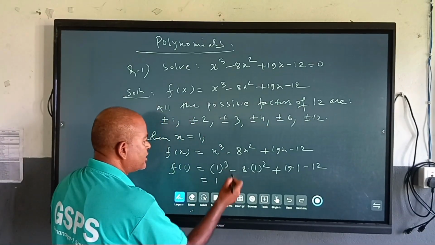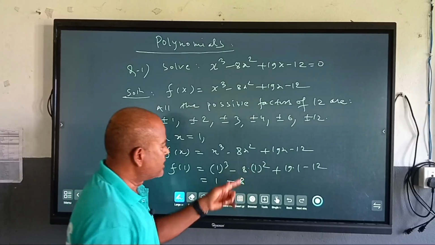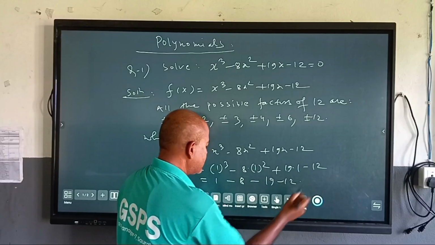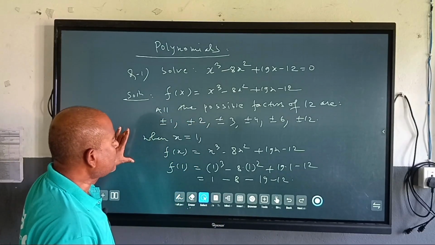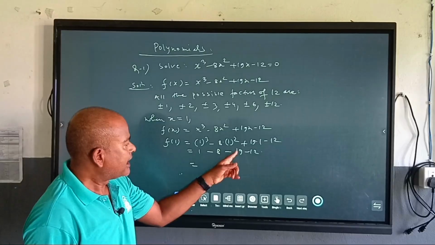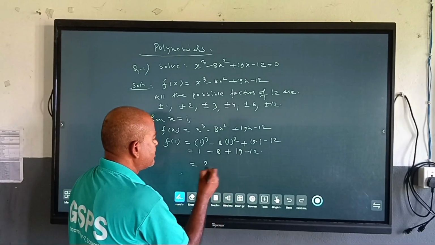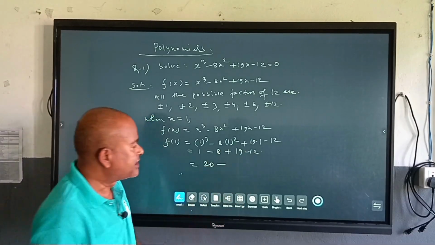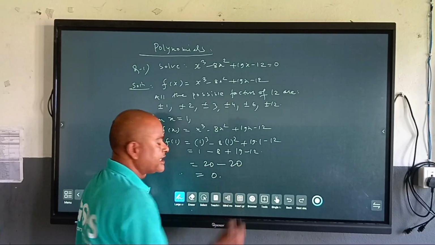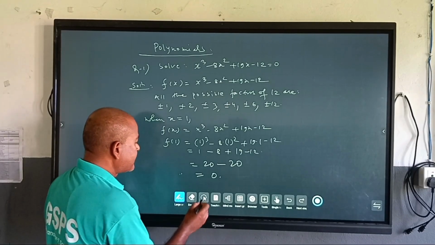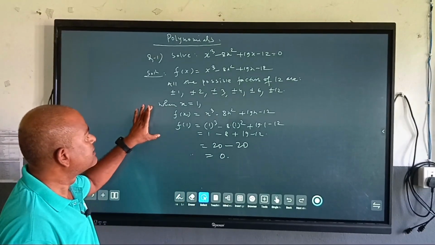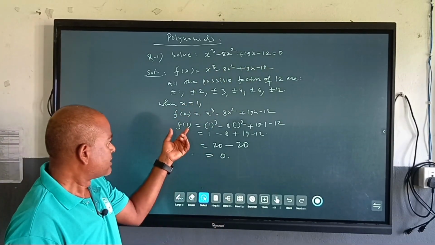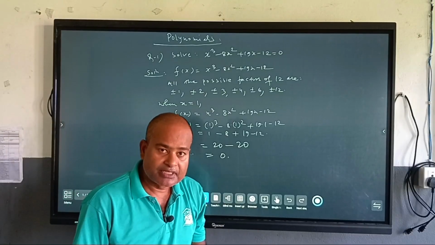So dear students, 1 cube means 1, 1 square means 1, 1 times 8 we get 8, plus 19 times 1 is 19, minus 12. 1 and plus 19 both are positive, so 19 plus 1 we get 20. Minus 8 and minus 12, if we add, we get 20, and 20 minus 20 is equal to 0. So dear students, after putting the value of x equals 1 in the given polynomial, we have got the value of the polynomial as 0.